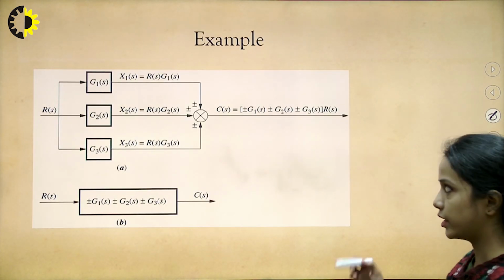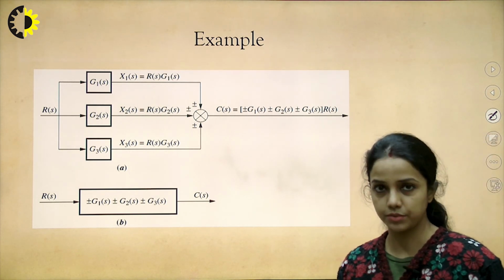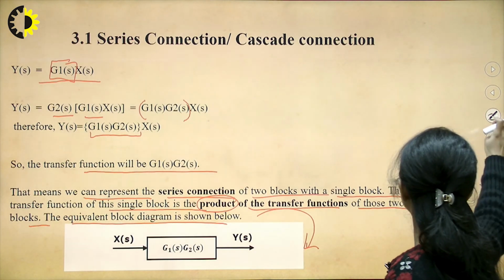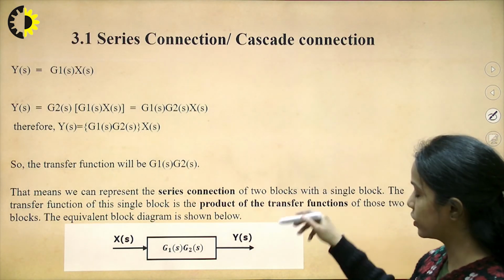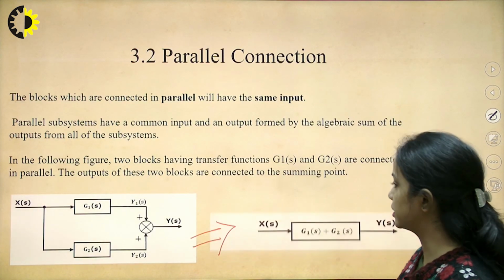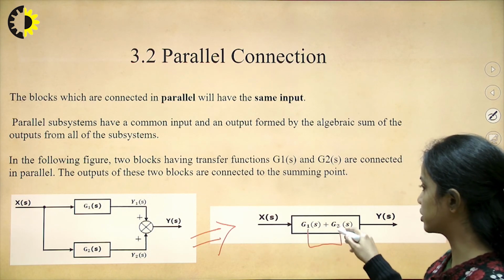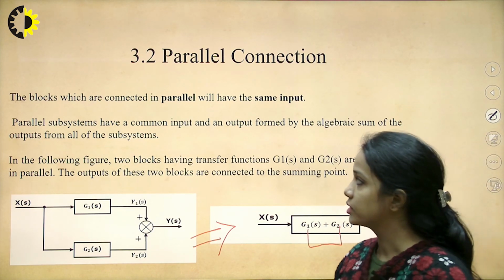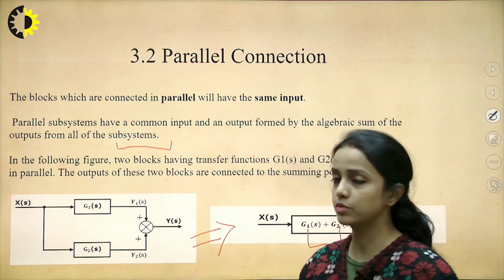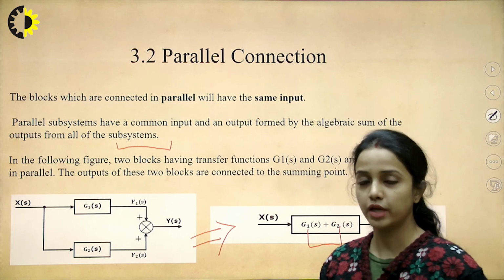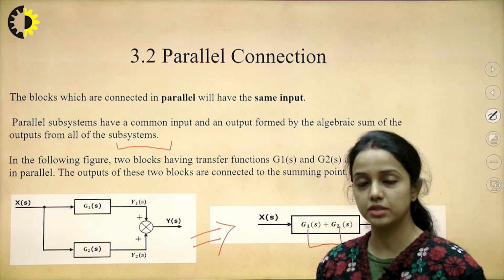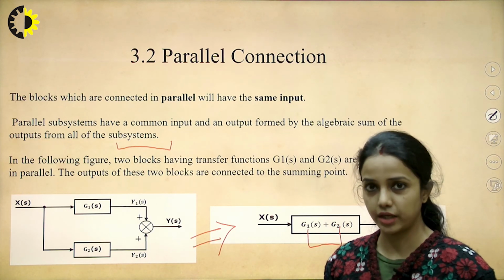We will be studying some more examples on the same concept in my next lecture. So, we have studied what a series connection is: we just take the product. Then what is a parallel connection? We just add the consecutive parallel branches which have the same inputs. These are called the subsystems present in the block diagram. Thank you. That's all for block diagram components. In the next class, we will be studying some more examples and block diagram reduction. Thank you.